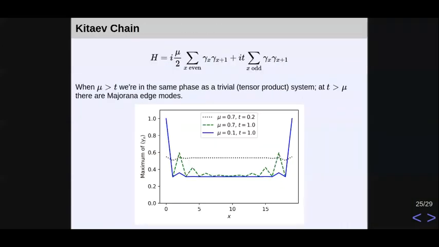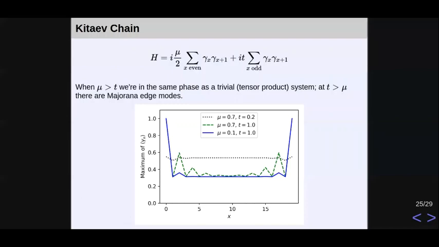Just as a very simple demonstration of this, if we look at the Kitaev chain, we have mu and t as parameters. When mu is much larger than t, we're in the same phase as a sort of trivial tensor product system. And in the other limit, there are Majorana edge modes. There may be a typo here.